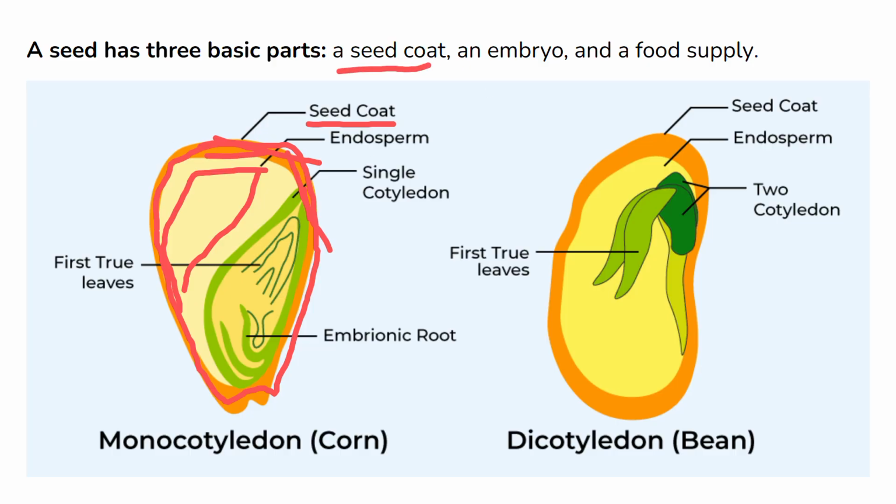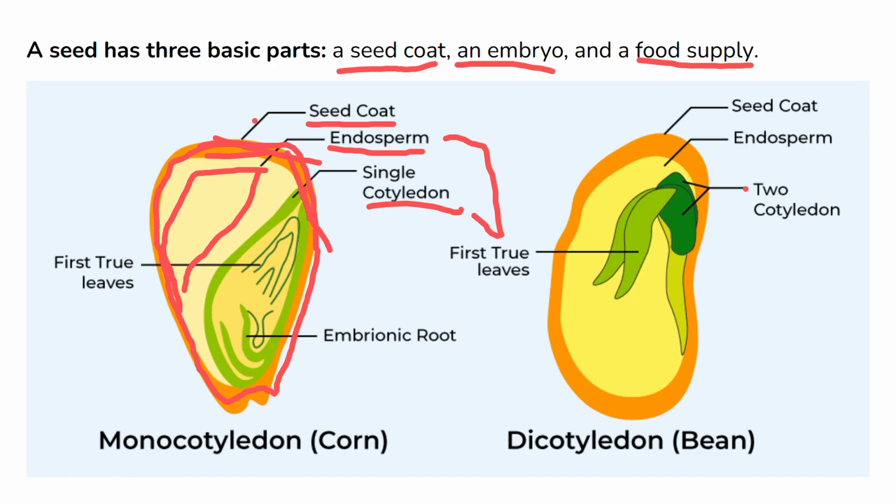And the next one is an embryo. An embryo is the whole baby part of the seed. The baby seed is called an embryo. And then we're talking about the food supply. The food supply in this part is the endosperm and the cotyledon. These two types are the food supplies for the monocotyledon.